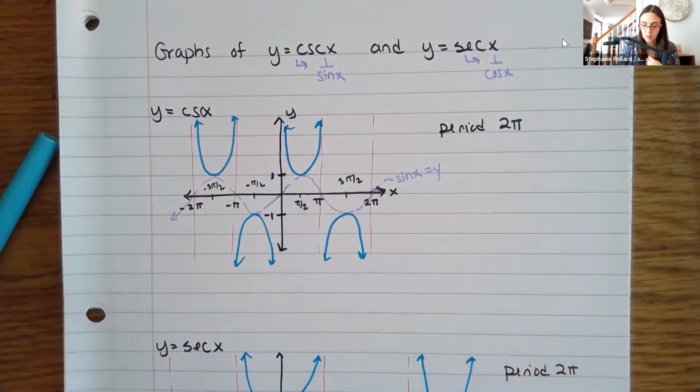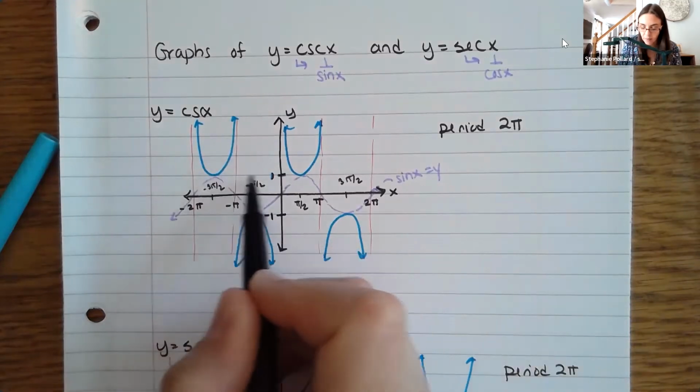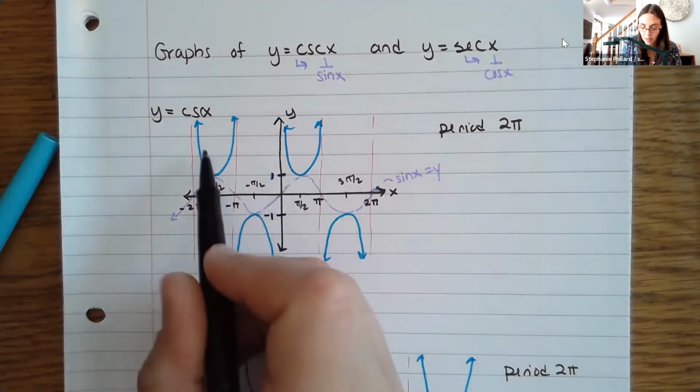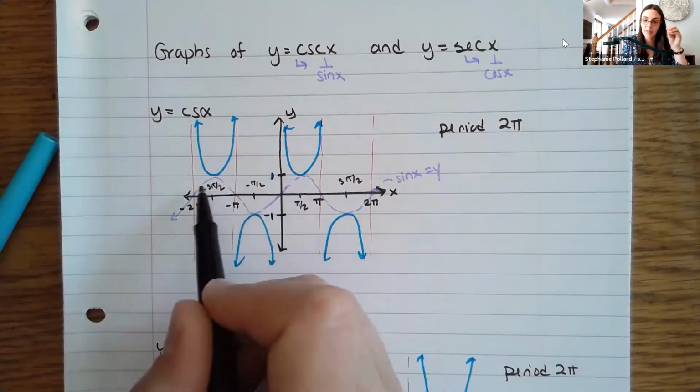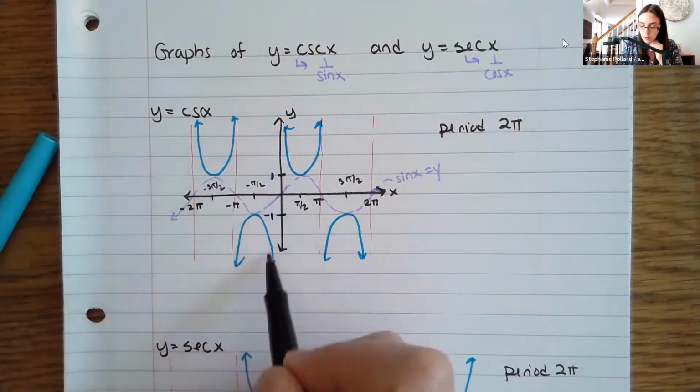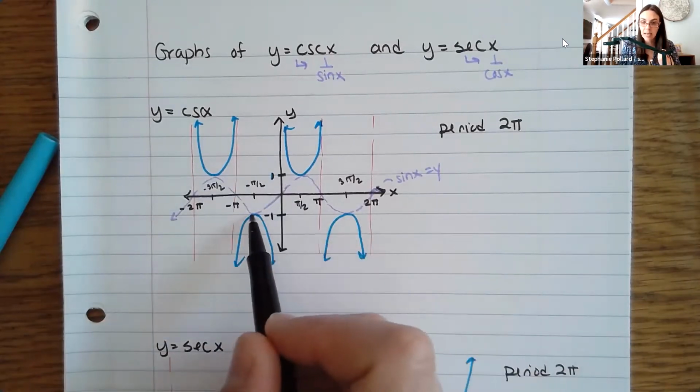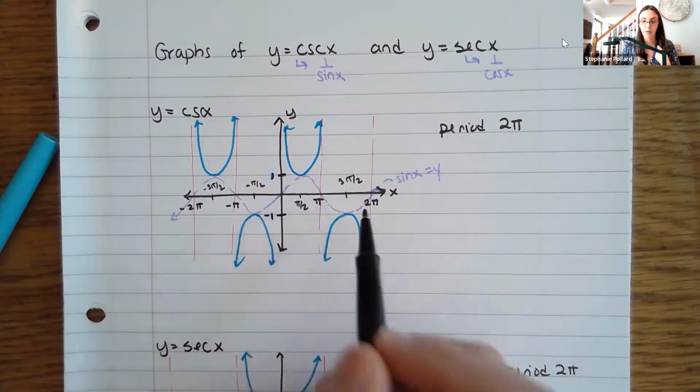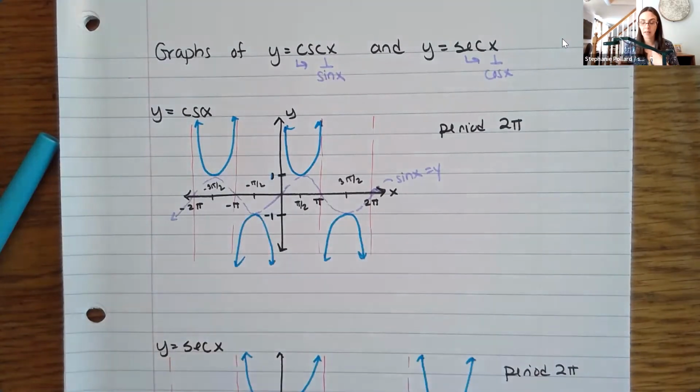Other things I want you to notice is that above, your lowest point there is starting at 1, really at the top of the sine curve. And below, those U-shapes are starting at -1 and going down. So you're at the bottom of that sine curve. And your period is 2 pi here. So I am showing you 2 periods.